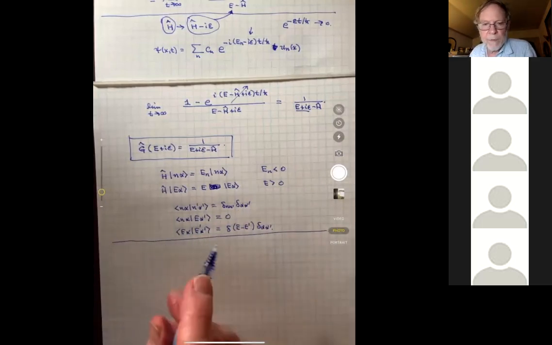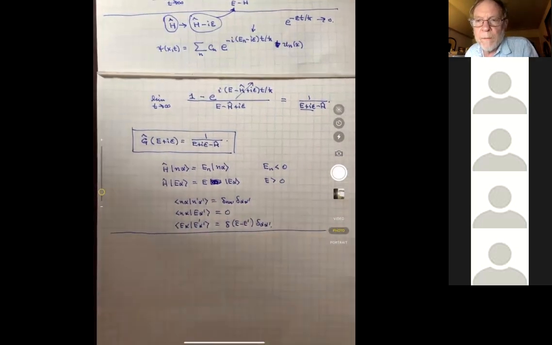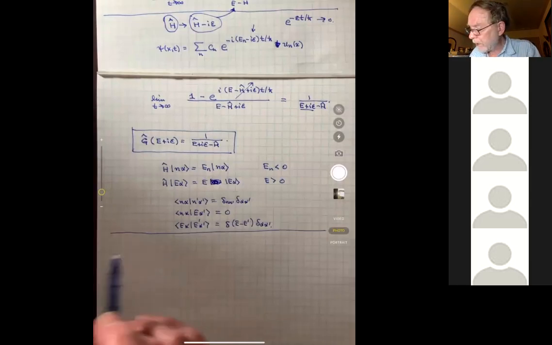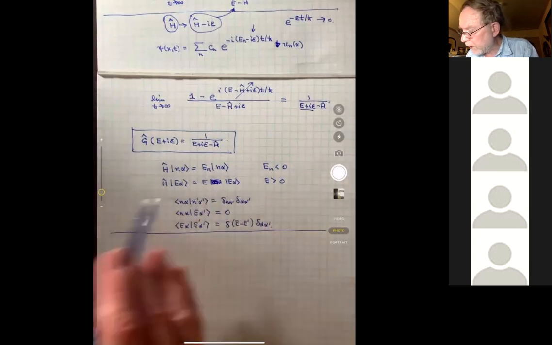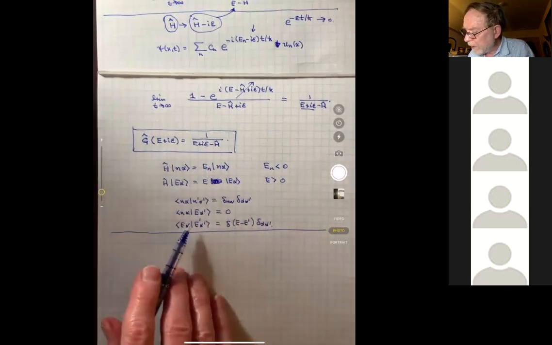This would be fairly typical for a bound state problem with a localized potential, such as we'd use in scattering theory. Potential goes to zero at infinity. There's positive energy, not free, but positive energy solutions with a continuous spectrum, and negative energy solutions which are discrete bound states, which are normalizable. So let's suppose we have that.